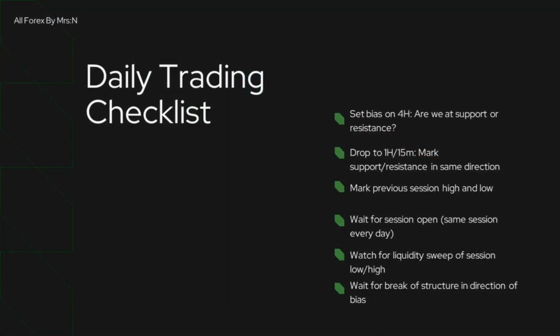Here is a daily checklist. Set a bias on the 4 hour. Are we at support or resistance? Drop to 15 minutes. Mark support and resistance in the same direction. Mark the previous session high and low.